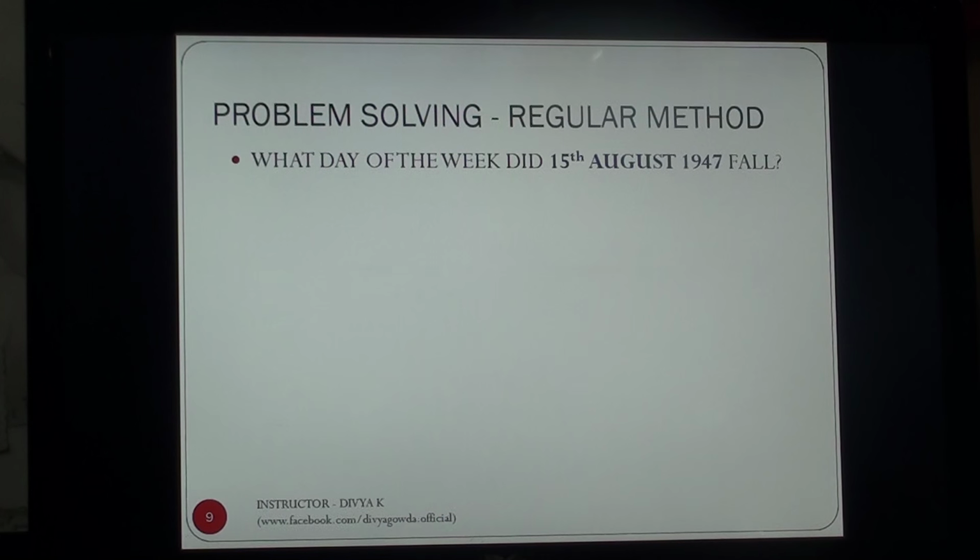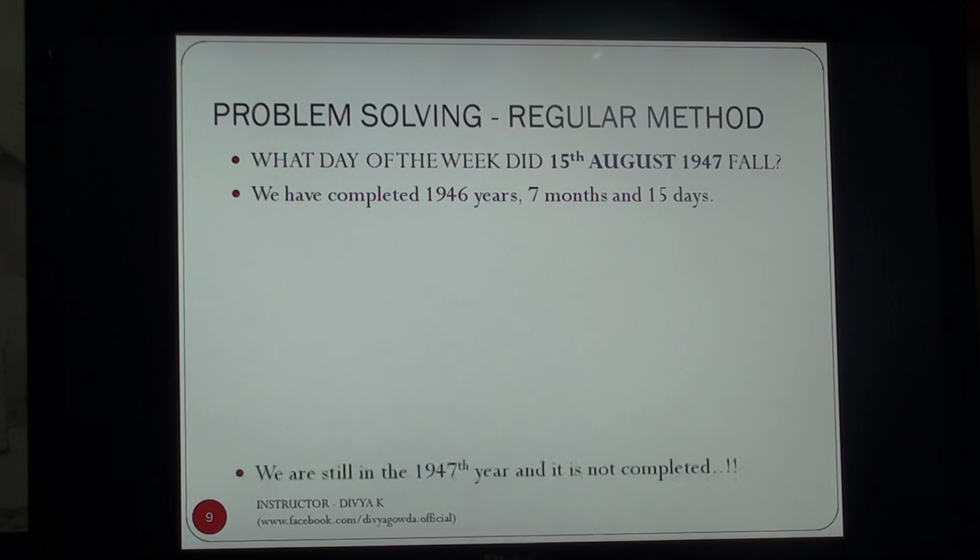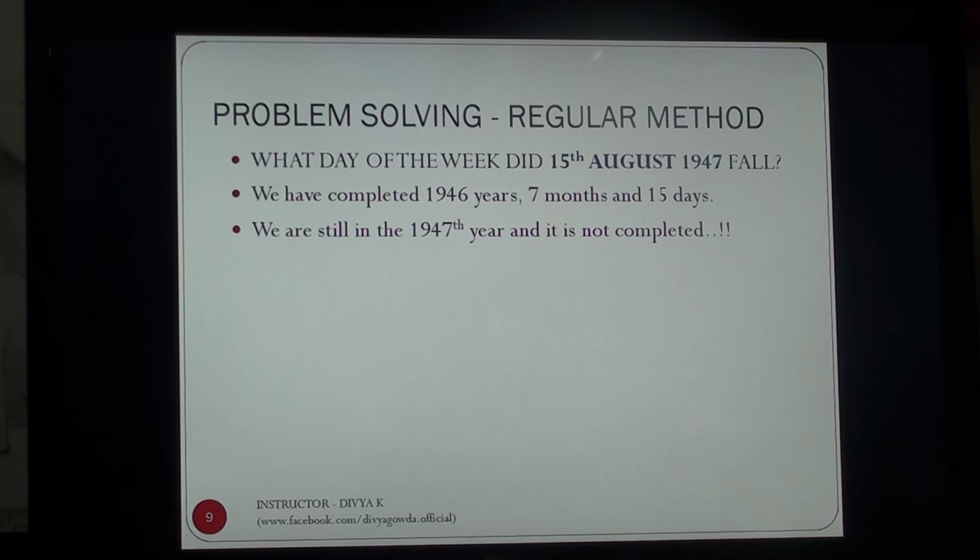What day of the week did 15th August 1947 fall? All of us know the significance of this day. India got independence. So let us find out on which day we actually got independence. When I say 15 August 1947, it means we have completed 1946 years, 7 months and 15 days. The year 1947 is not complete, it is still running. According to this problem, we have not completed 1947 years. We have just completed 1946 years, 7 months, that is completely till July, and 15 days extra, that is till 15th August.